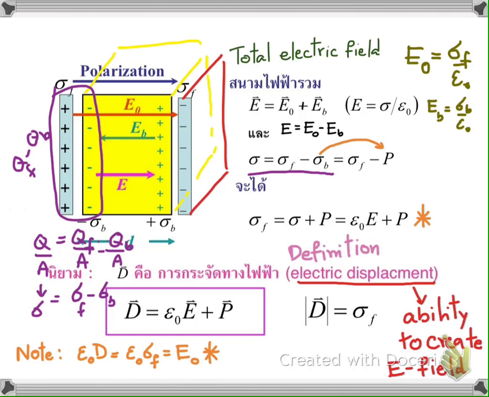Please look at this definition. It is quite important. We can say that the displacement D tells us the ability to create the electric field. The electric displacement is the ability to create the electric field. Why I say that, you will see it soon.